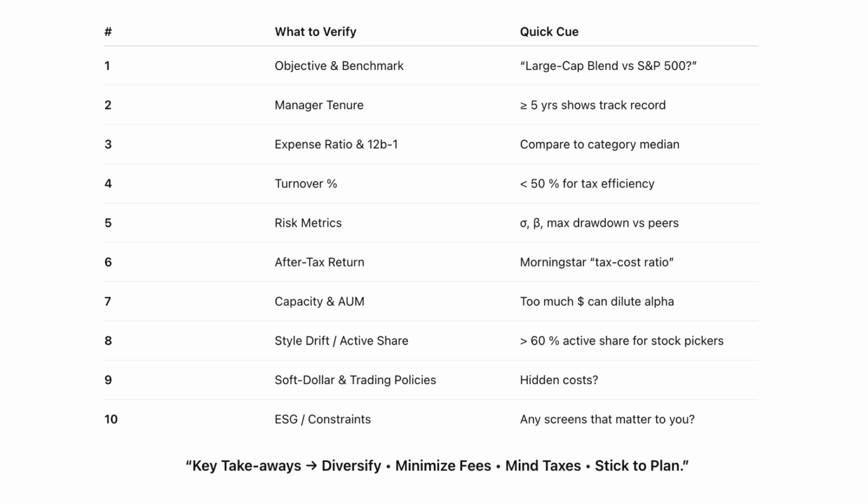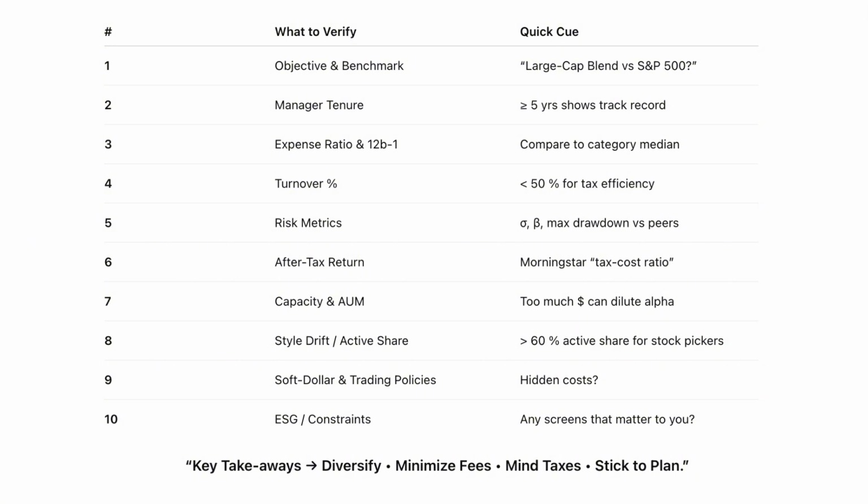Compare volatility, beta, and maximum drawdown against peers, not in a vacuum. 6, after-tax return. Morningstar's tax cost ratio translates theory into what hits your pocket. 7 is capacity and AUM. A brilliant small cap strategy can do worse once assets swell. Know the capacity limits. 8, style drift and active share. An active manager hugging the index at 30% active share isn't worth a 1% fee.